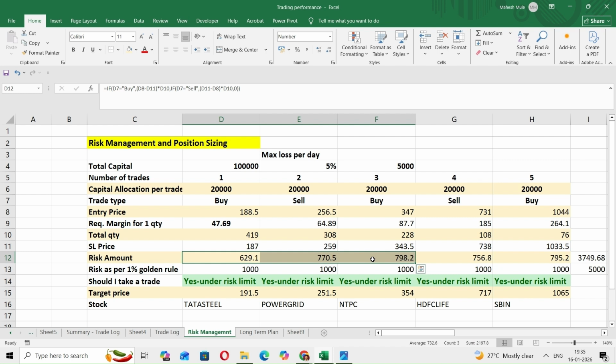So I should not get worried about whether I should take the next trade or not. I should not fear to take the next trade if I see my setup, right? Because my loss is well within my max loss per day limit. So the next trade I will take as per my setup. I will again follow the same process. Nothing, no change.